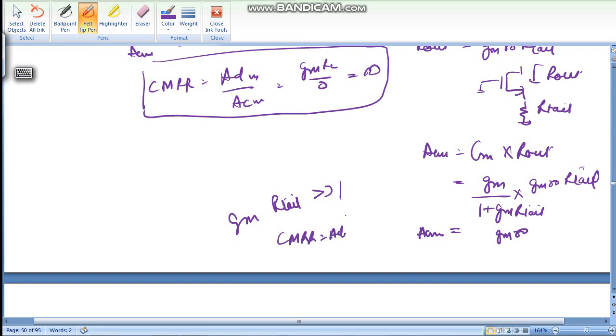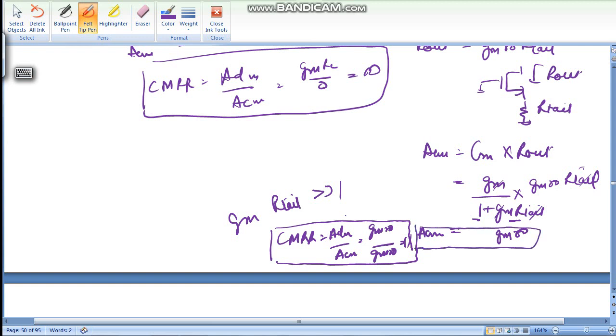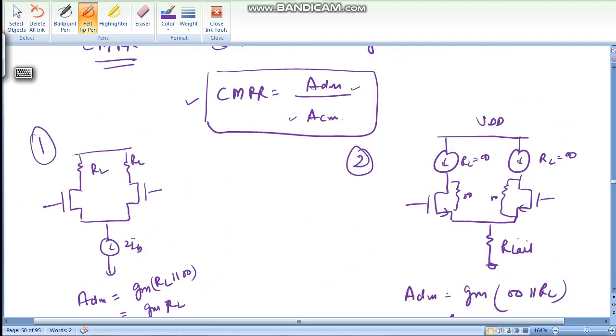So CMRR equals ADM upon ACM. This is GM RO, this is also GM RO, equals 1. So in this topology CMRR is 1. Why? Because this term is greater than 1, so GM will cancel and R tail will also cancel, so GM RO will be ACM. So now we have seen for this topology CMRR equals infinity, for this topology CMRR equals 1.